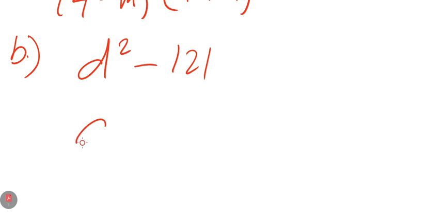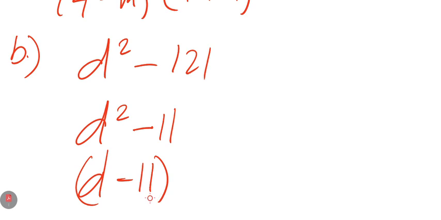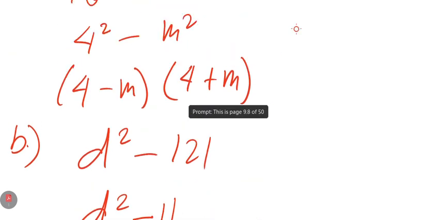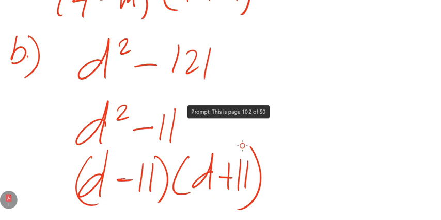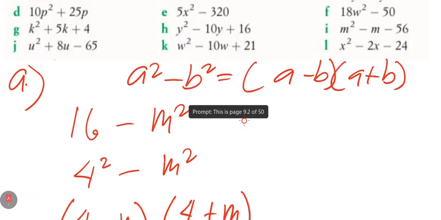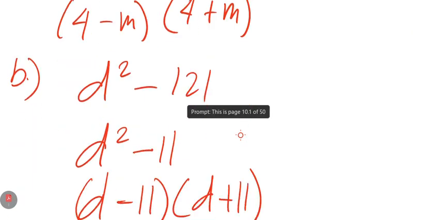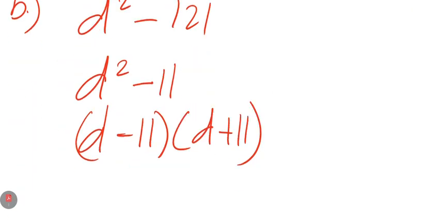So that's going to be D squared minus 11 squared, and applying the formula for that one, that's going to give us the answer of D minus 11 and D plus 11. So that is the answer for this first part. Okay, so those are the answers. Try to remember, we just use the formula of the perfect square and reverse it to solve that.